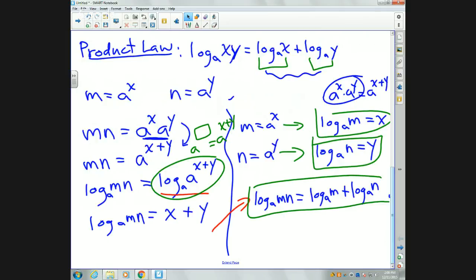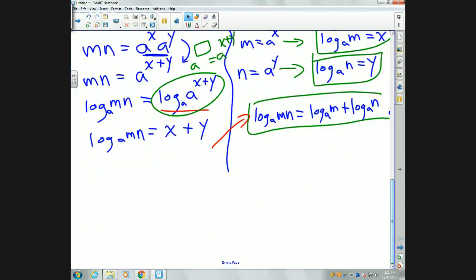Let's do the quotient law. Again, I won't go through the process of developing it because it's almost identical, except in here you would get a minus instead of a plus. But other than that, it's the same. And then there's one more after that, and then we can do a couple of examples.